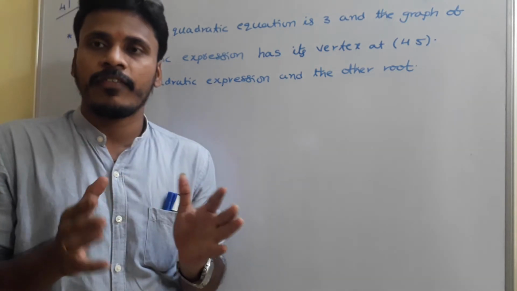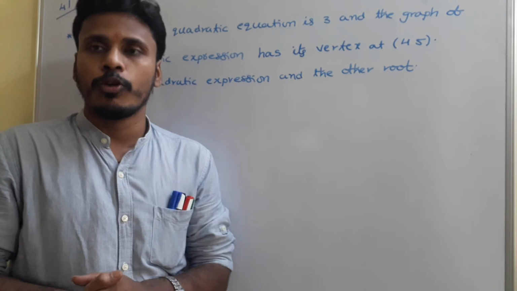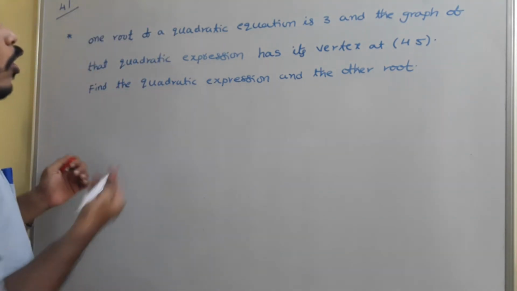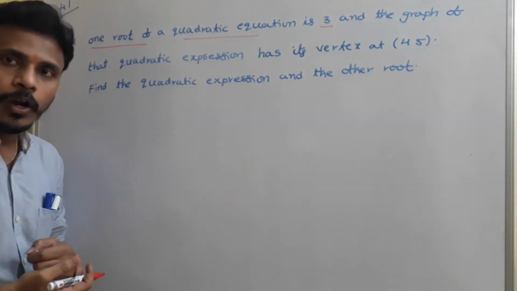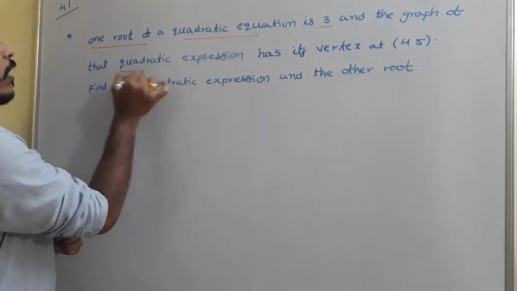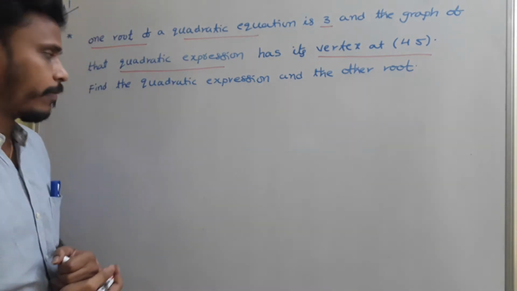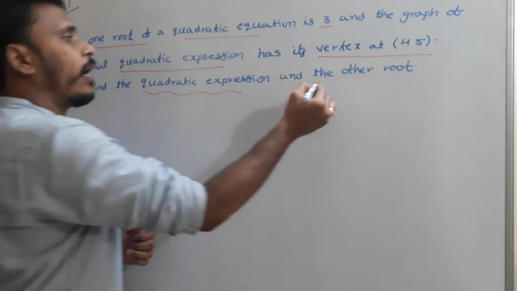We discussed different types of problems related to graphs. Now I am going to discuss a few more problems in this class. One is this: one root of a quadratic equation is 3, and the graph of the quadratic expression has its vertex at (4, 5). Find the quadratic expression and the other root.